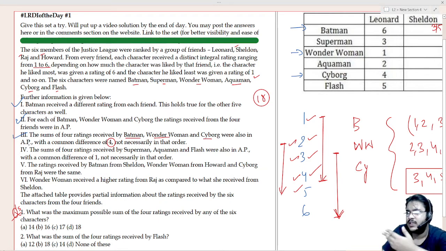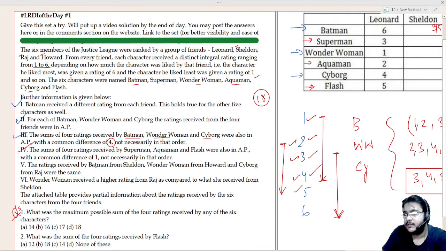So we'll see what we can do with this information. What will be the sum of the other data? The sum of the 4 ratings received by Superman, Aquaman and Flash will also be in arithmetic progression with a common difference of 1, but not necessarily in that order. Okay, so this is also done.